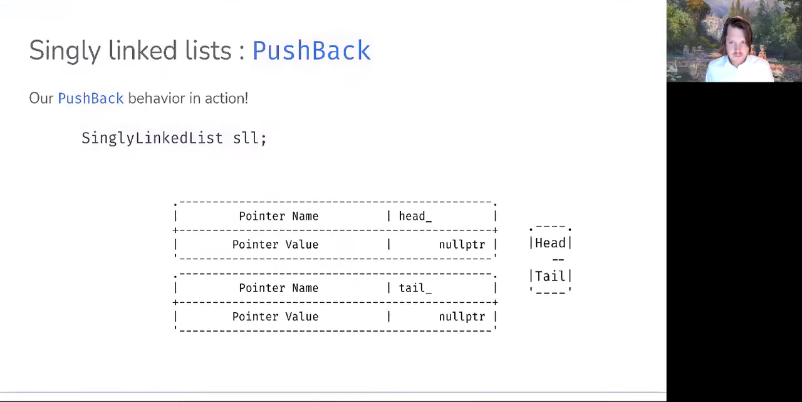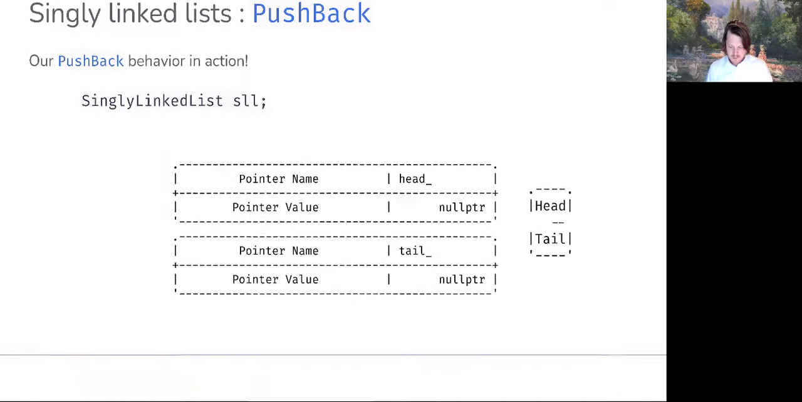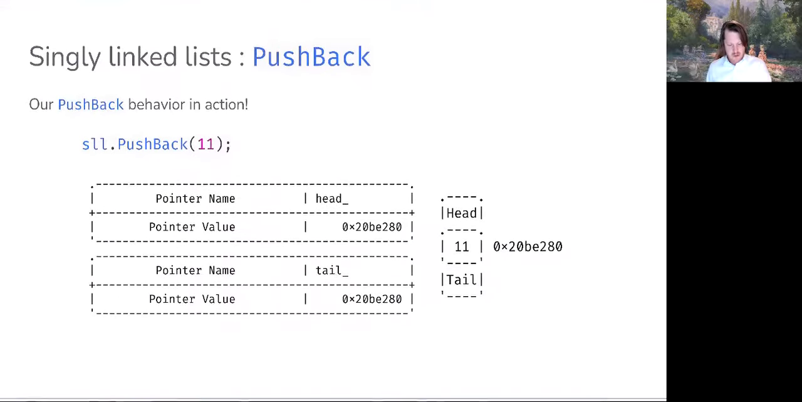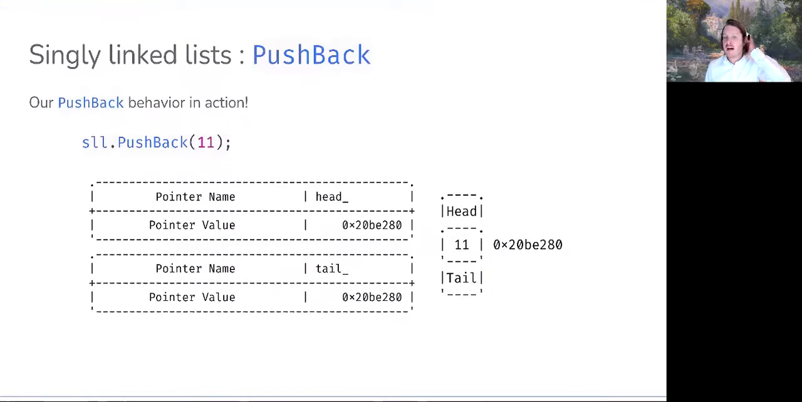Okay. So here's what we just went through together in action. Let's say we go ahead and start out with a singly linked list, SLL. At this point, we're going to have an empty list as shown, where both head and tail are initialized with the null pointer. As we move through this, if we were to push back the integer value of 11, we would have a sequence of nodes of exactly 1 node. So in this case, both the head and tail will be pointing to the same element.